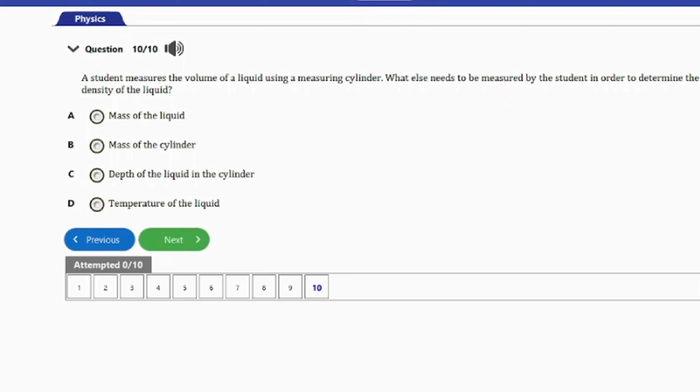So guys, this is actually one of the simplest questions you'll ever come across in your WAEC, because you know density is mass over volume. So obviously the next thing to measure is the mass of this liquid. Since you've measured the volume, you're going to measure the mass and then divide the mass by the volume. And that's it for this question. Option A is the answer to this question.